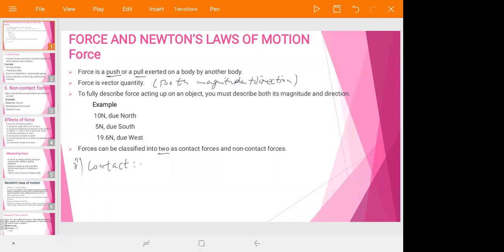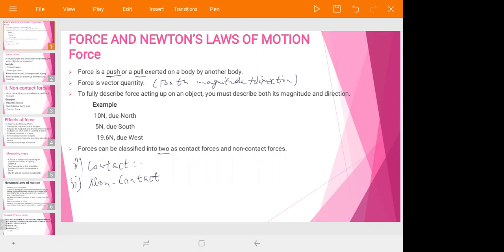And a non-contact force is exerted without contact, without touching each other. Therefore, we can classify the types of force into two: contact and non-contact forces.